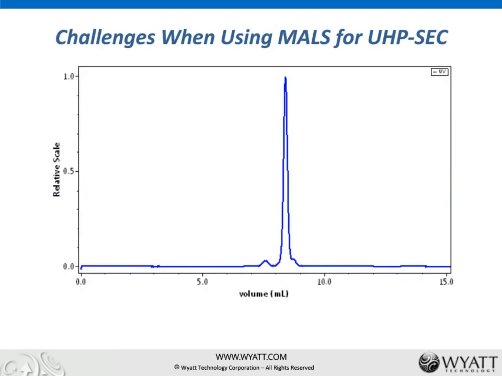Now, if we use the standard MALS detector for UHP-SEC, we would encounter some challenges. Let's take a look here. This is the SEC peak from a column with 5 micron particle size. And the peak volume is 440 microliter, defined as the peak width at 5 sigma, or 4.4% of the peak height from the baseline.